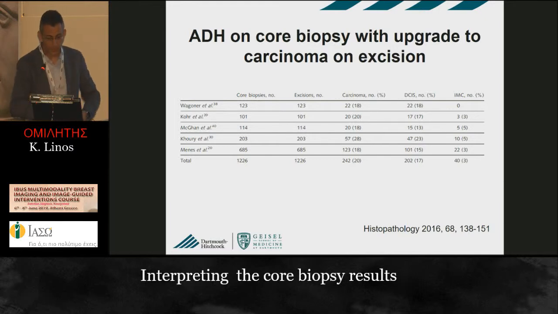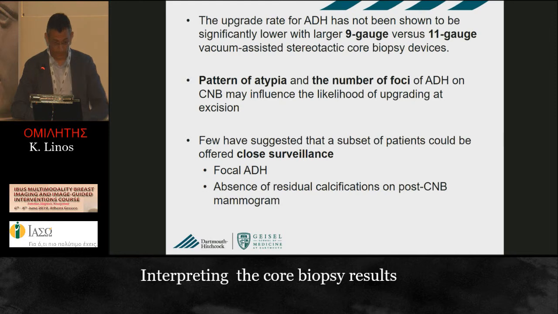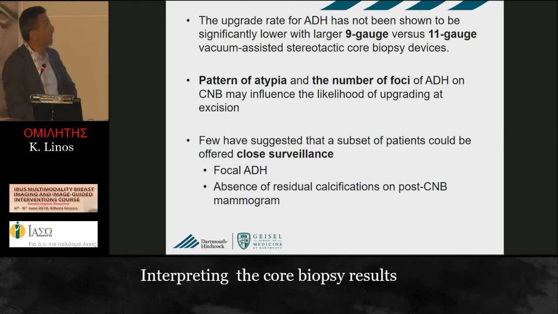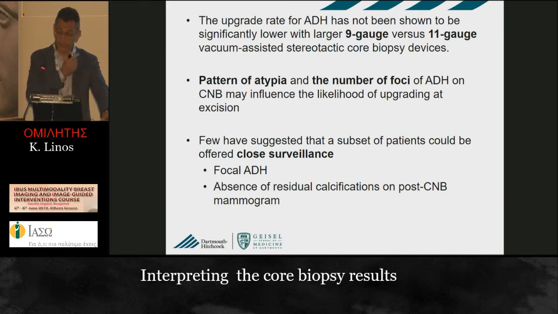So in more carefully designed studies, with strict radiological-pathological correlation, the upgrade is in the range of about 15, 20, 25%. This is from various studies over the years, with about 1,300 patients in the meta-analysis, and the upgrade percentage was about 20%. The upgrade for ADH has not actually been shown to be significantly lower when you use larger 9-gauge versus 11-gauge vacuum-assisted stereotactic core biopsy devices.